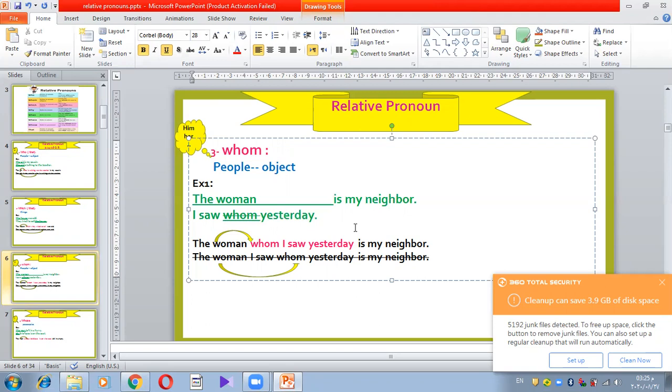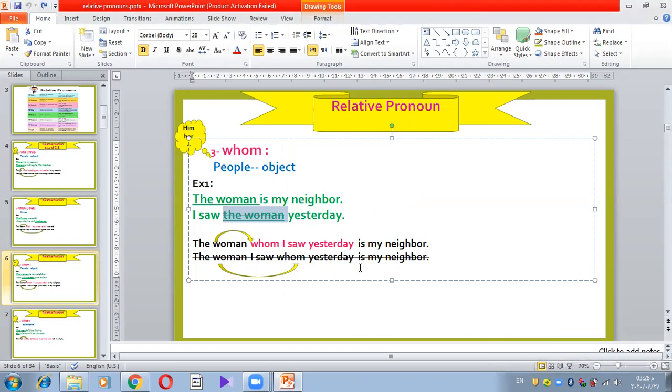So which woman are you talking about? The woman whom I saw yesterday. Okay, so can I say the woman I saw whom yesterday with this order? No, because whom is going to be not after the woman. So that's a mistake. Okay, so did you get it, guys? Hopefully you got it correctly.